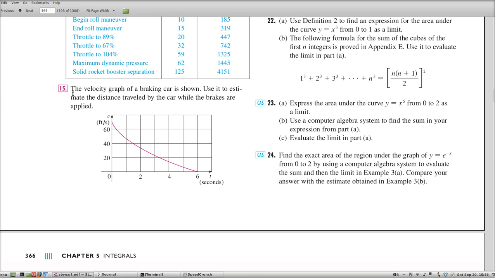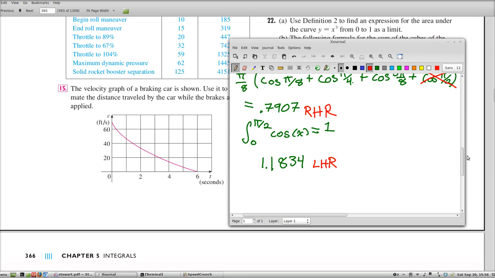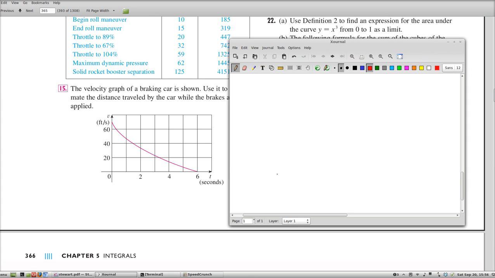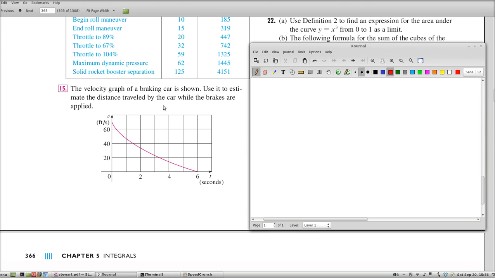It says the velocity graph of a braking car is shown, and you can see that little decreasing red line there. Use it to estimate the distance traveled by the car while the brakes are applied. Let's actually do that. That's not too hard, and I like it because it has a meaning, and we want to practice using the meaning. It's just going to be the area under the velocity curve, and that's because of the Net Change Theorem.